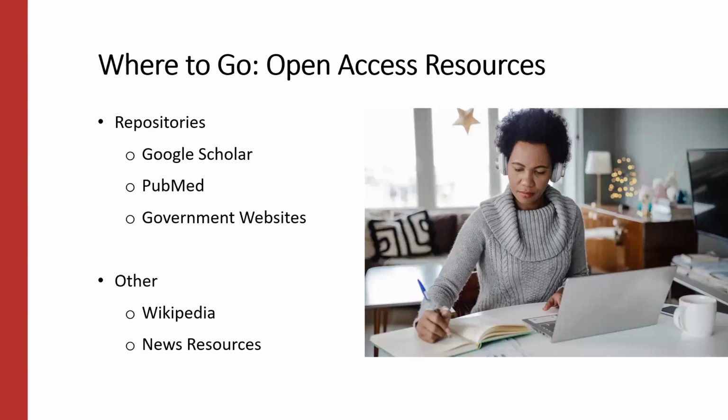And there are some great places to go. There are online repositories like Google Scholar, PubMed, or government databases that are generally trustworthy when it comes to doing background research. And you can also use places like Wikipedia, but with the caution that since anyone can edit it, you have to be very careful when you're doing your research there.